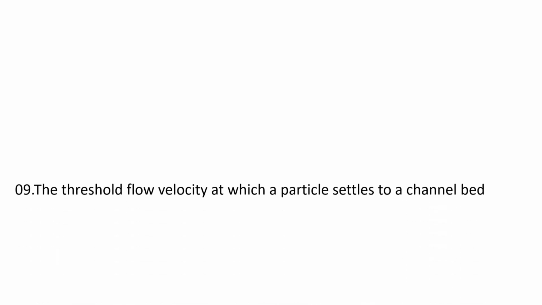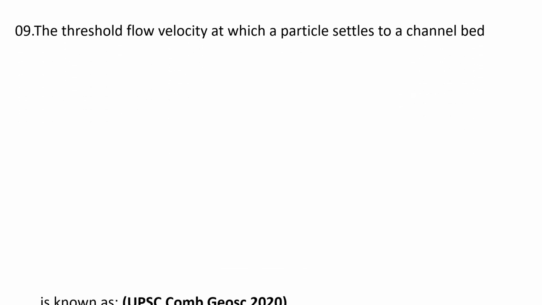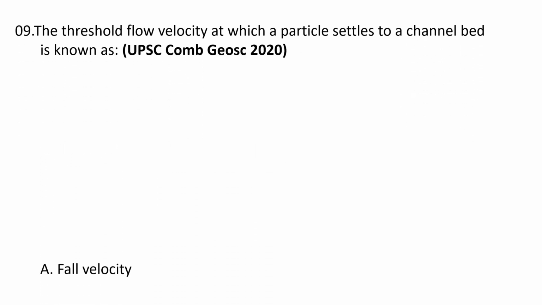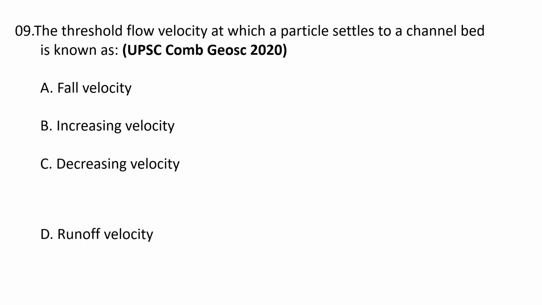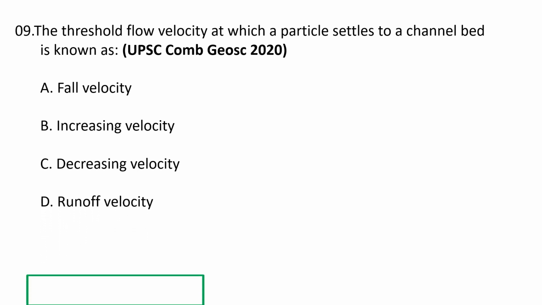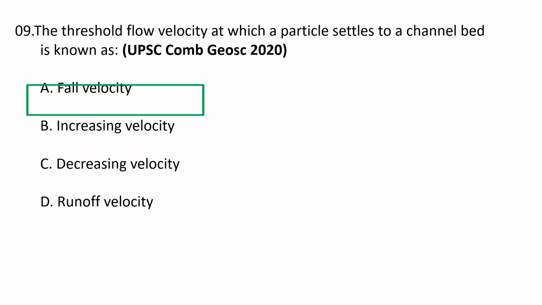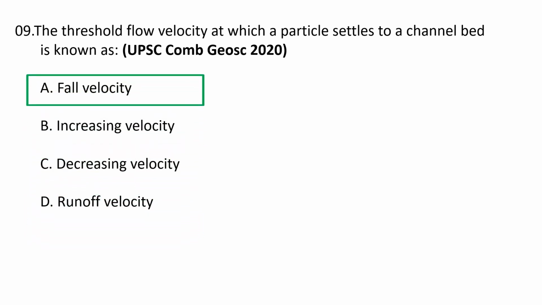Next question. The threshold flow velocity at which a particle settles into a channel bed is known as A. Fall velocity, B. Increasing velocity, C. Decreasing velocity, D. Runoff velocity. So the threshold velocity at which the particle settles to a channel bed is known as fall velocity. The suspension of a sediment particle is initiated once the bed level shear velocity approaches the same magnitude as the fall velocity of that particle. The particle will remain in suspension as long as the vertical component of the bed level turbulence exceeds that of the fall velocity.